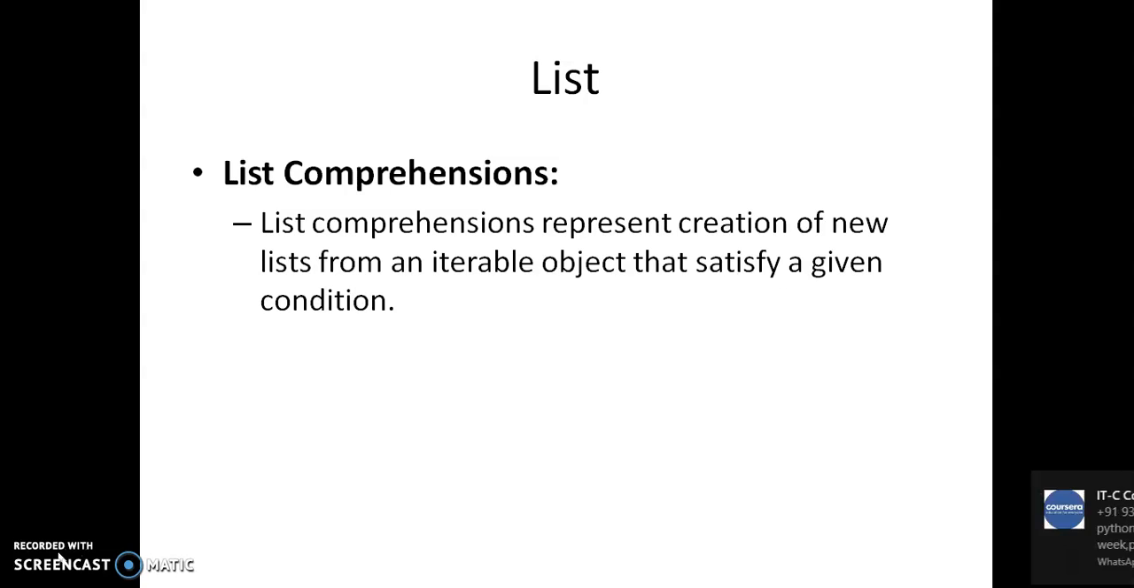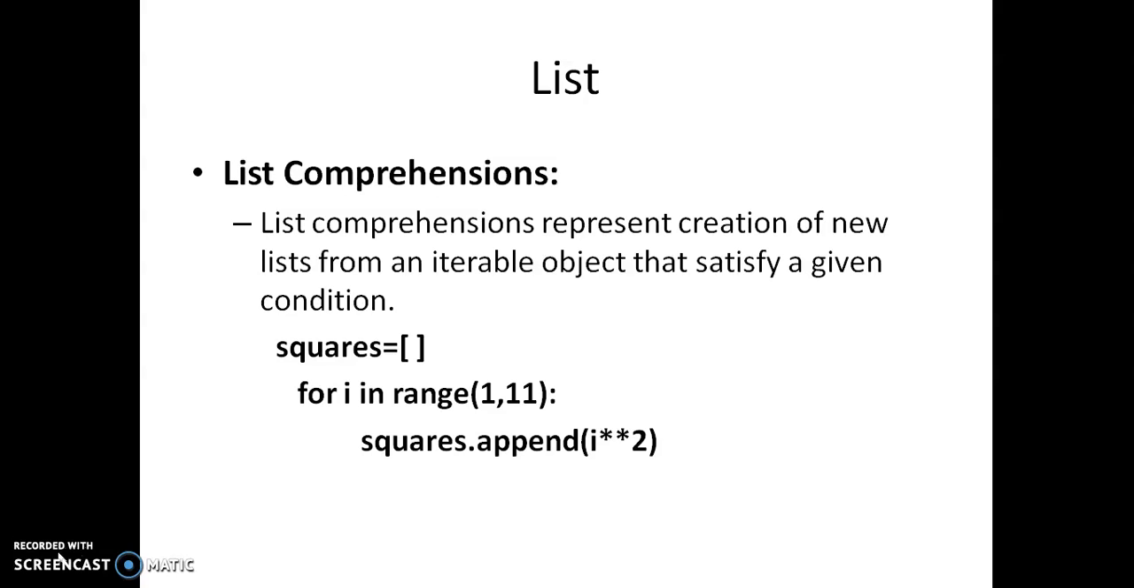These comprehensions are written like this. Say, for example, I want to find the squares of the elements from 1 to 10. For each value in the range of 1 to 11, I want to find the square, and that is to be added into a list.